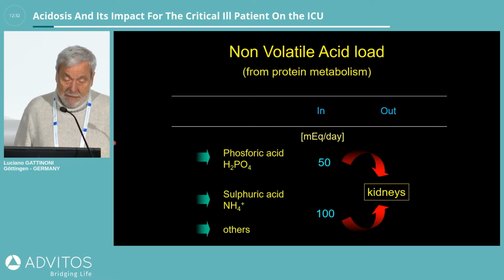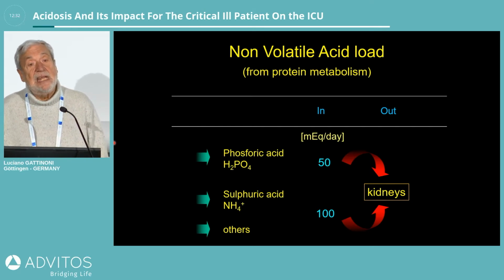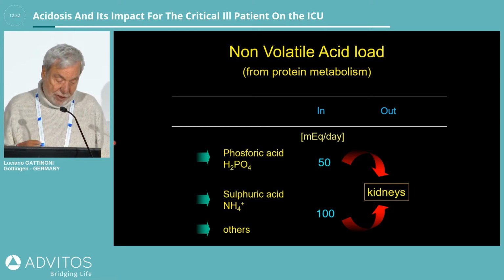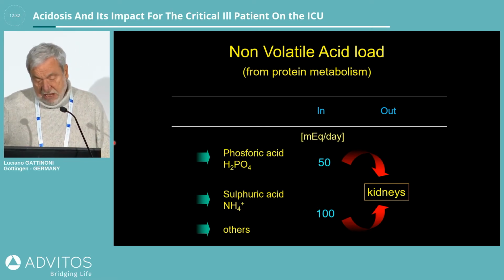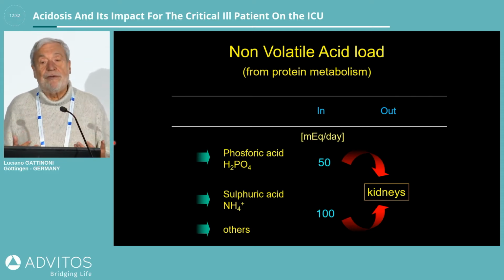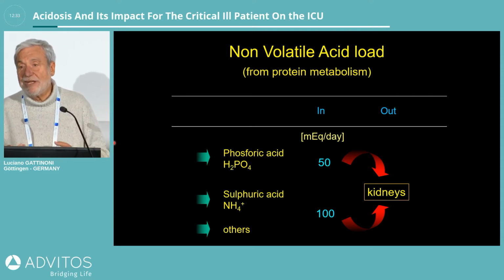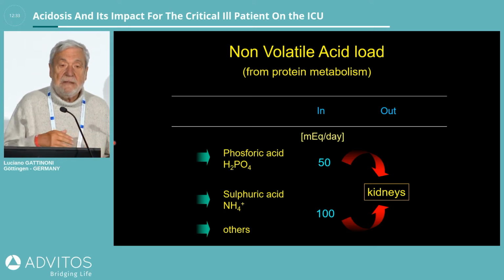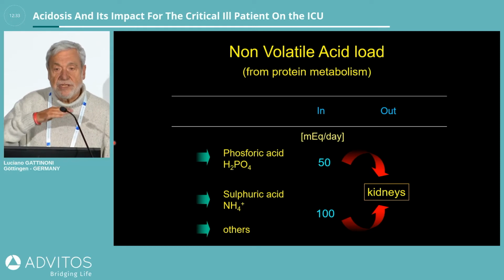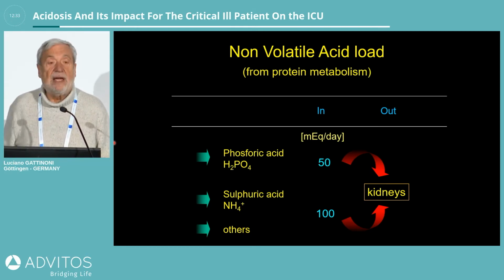The non-volatile acids, which the kidney takes care of, are phosphoric, sulfuric, and others. More or less, the load is of the order not of the thousands, but of the hundreds. So this is the reason why, as an example, renal insufficiency develops acidosis, but quite slowly with time.